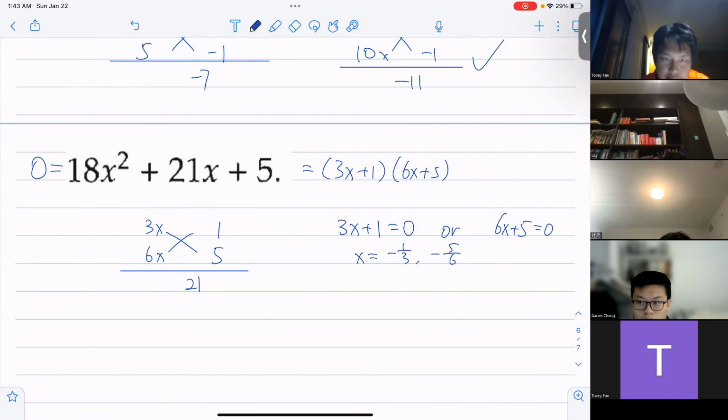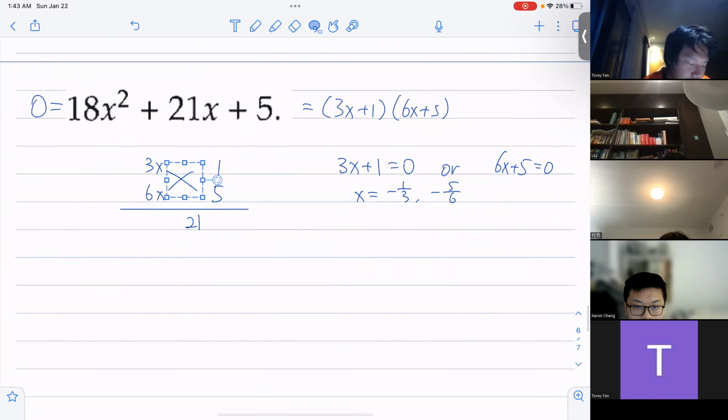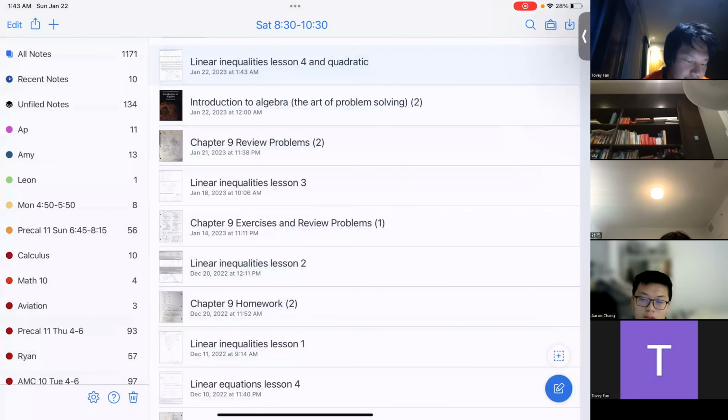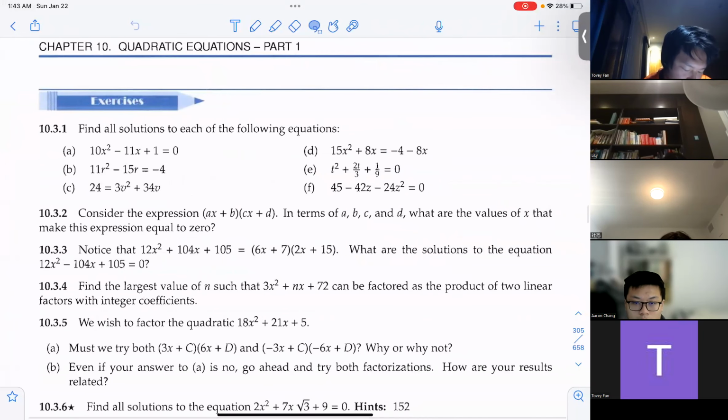Okay, Aaron, did that make sense? Yeah. So how do you feel about it, Aaron? I believe it should be faster, right, than factoring by grouping? Yeah, it's faster. Yeah, and factoring by grouping is a lot harder. Yeah. So we could say this is the best method, the fastest method.